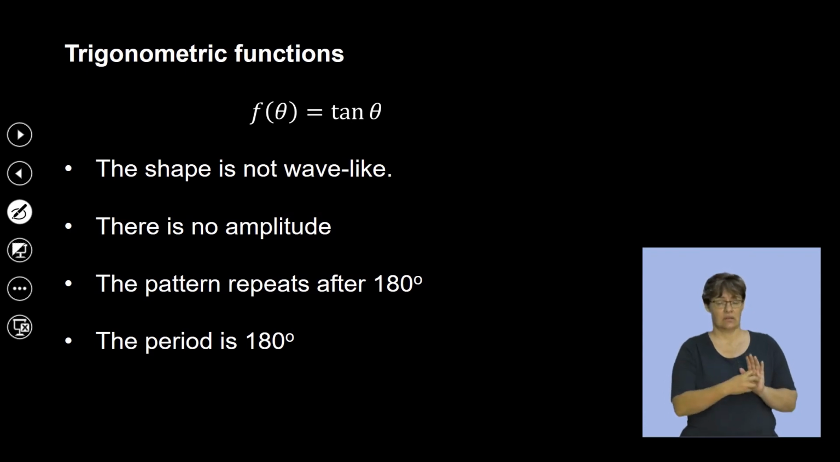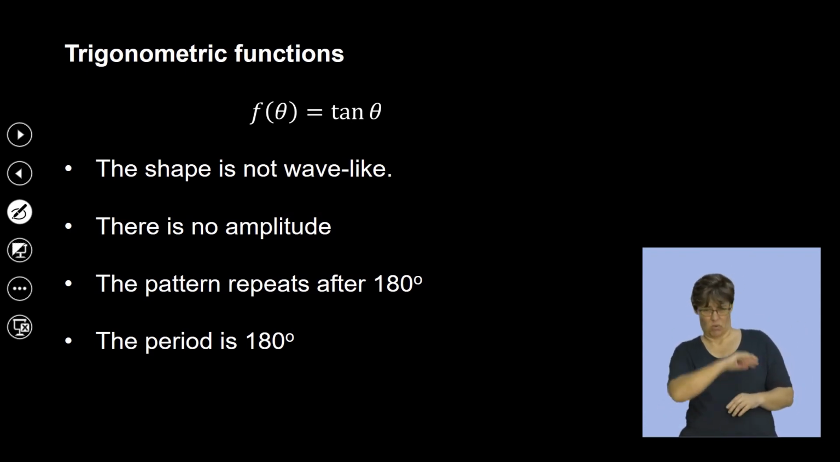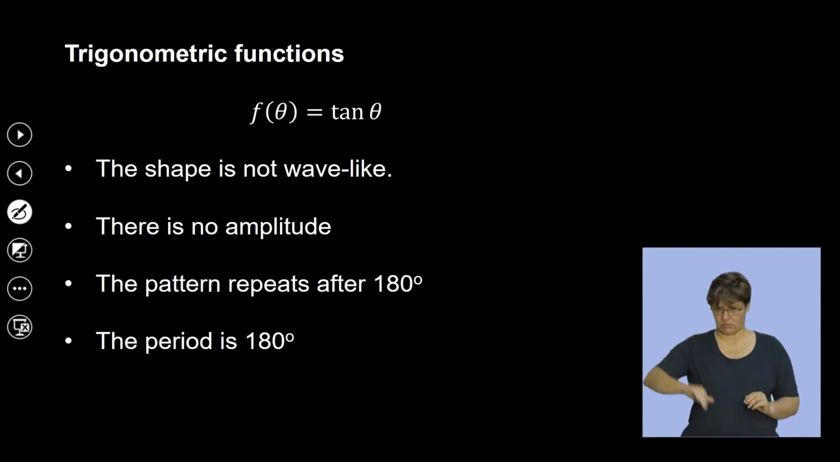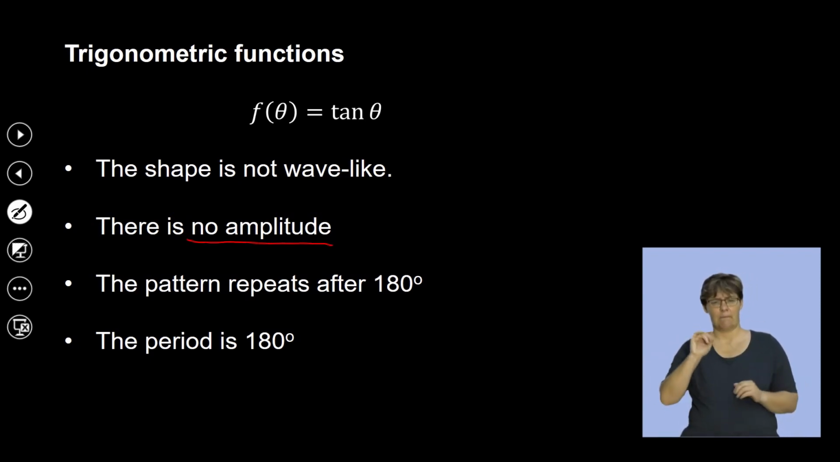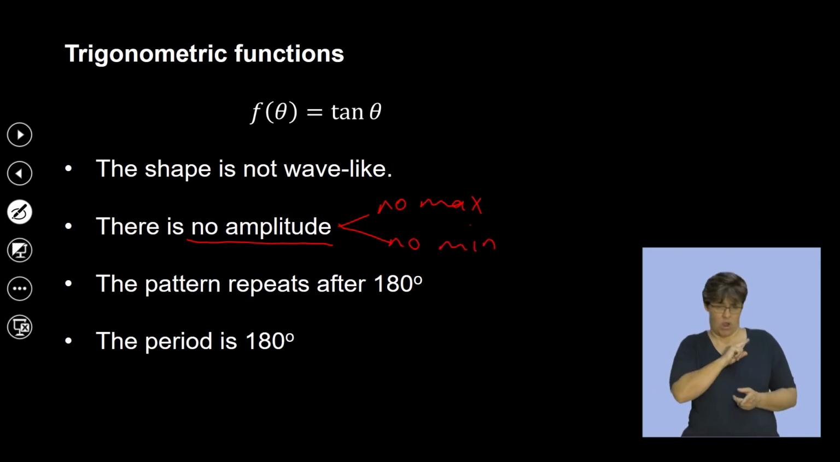This shape is definitely not a wave, like I did tell you, and you just saw it as well. There is no amplitude. Why no amplitude? Because there is no max and there is also no min. So you can't have an amplitude if you don't have a max and a minimum value. But if you look at the graph, the pattern repeats after 180.